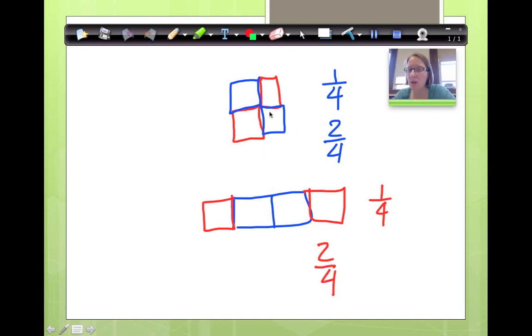Alright, but look at this. This shape is not the same as this shape. But they're equal, or equivalent. Because I still used the exact same blocks, didn't I? As we go through our homework, remember you're using the exact same items to make the different shapes.